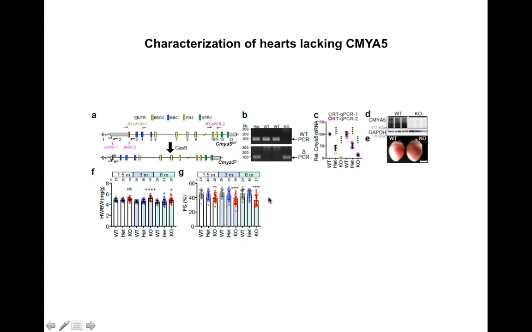We first did echocardiography on the mice and measured the heart function, and we found that the knockouts had a weaker and weaker fractional shortening with increasing age, while they have a larger heart weight to body weight ratio, and also a larger heart starting around 3 months. So this data suggests CMYA5 inactivation leads to a progressive cardiomyopathy.